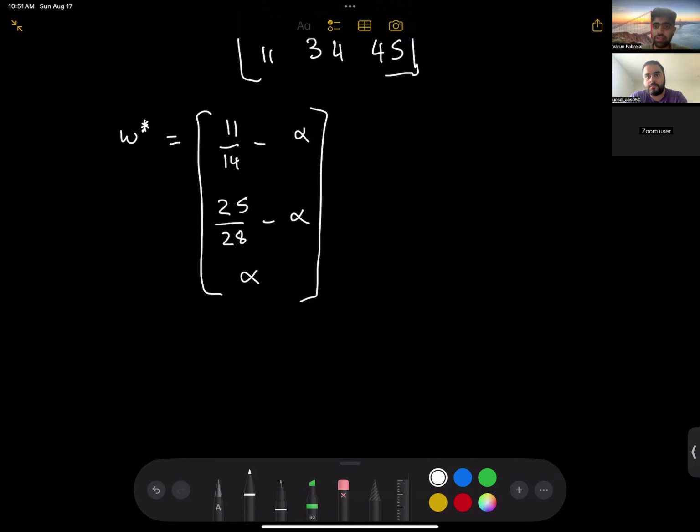So assume x3 is 0, then you have 11 over 14 and 25 over 28. That would tell you one of the best ways that we have to do predictions is to scale the softness by a factor of 25 over 28 and add a constant factor of 11 over 14, and completely ignore the color.